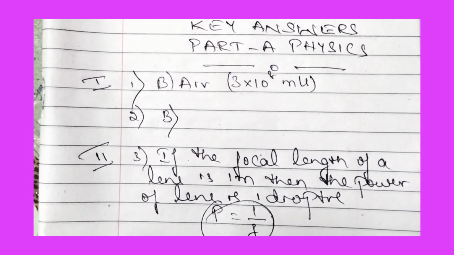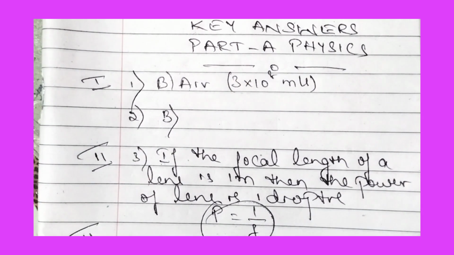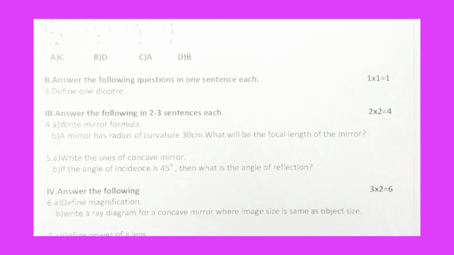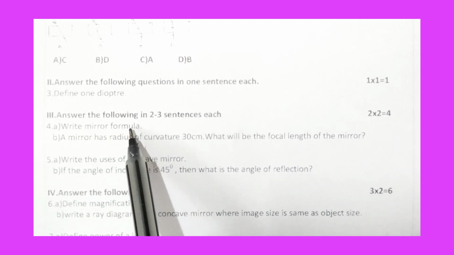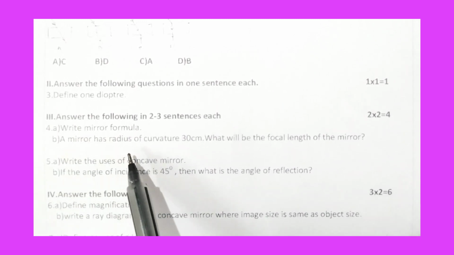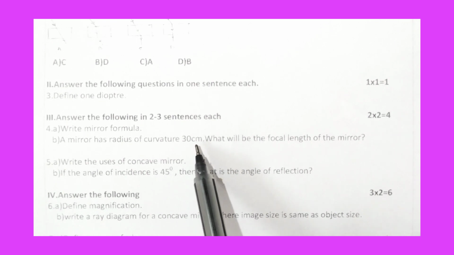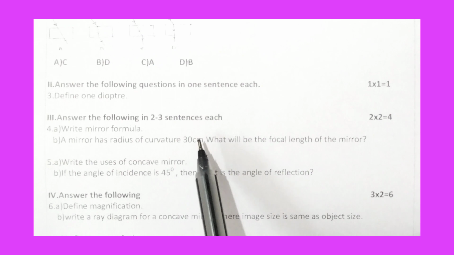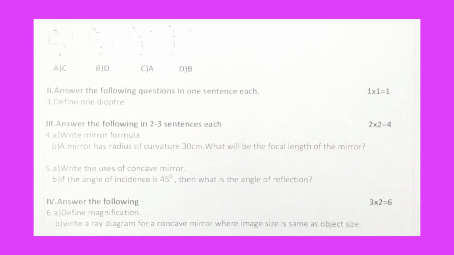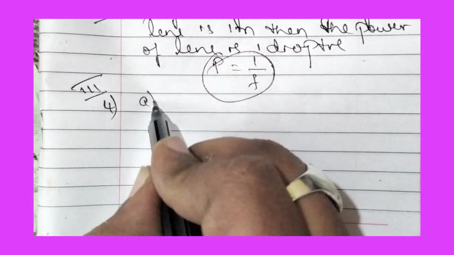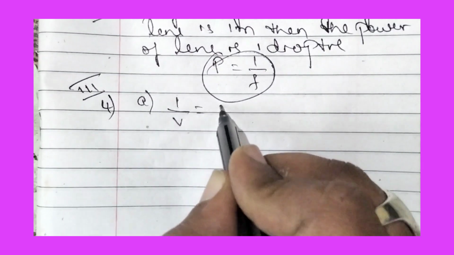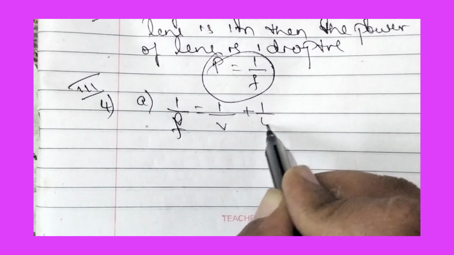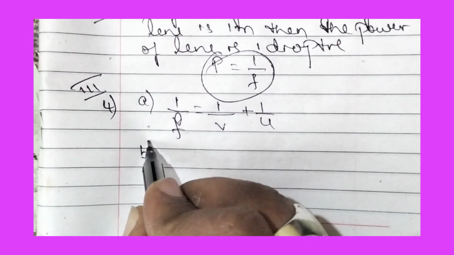Now let us move to the third main, that is the fourth question. The third main, fourth question is: write the mirror formula, 1. Second, a mirror has a radius of curvature 30 centimeter. What will be the focal length of the mirror? The radius of curvature is given, and we have to find out the focal length. Fourth A question, mirror formula: 1 over F is equal to 1 over V plus 1 over U. This is for the A question.